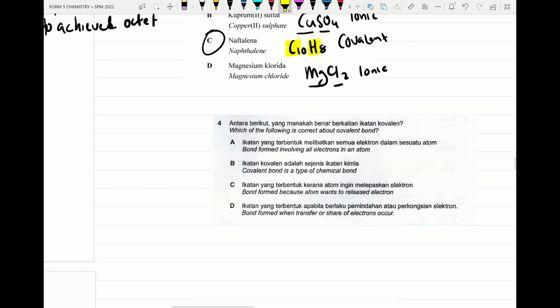All right, so which of the following is correct about the covalent bond? Covalent bond is formed involving all the electrons in the atom. Please remember, it only involves valence electrons. Covalent bond is a type of chemical bond. All right, so this is accepted. So we try to check the next question. Covalent bond is formed because atoms want to release electrons? No, they will share the valence electrons. Covalent bond is formed when transfer or sharing of electrons occurs. So this also is wrong. So the answer is B.